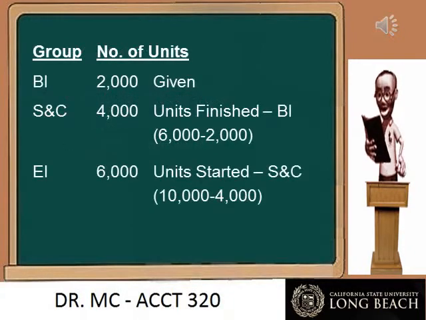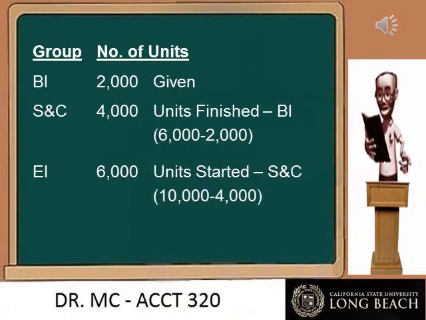You know that there are 2,000 units in beginning inventory because it was given. You also know that 6,000 units were finished. You also know that units finished include beginning inventory and started and completed. So, you know that 6,000 units were finished and 2,000 of those units were in beginning inventory. Thus, the remaining 4,000 units are in started and completed.